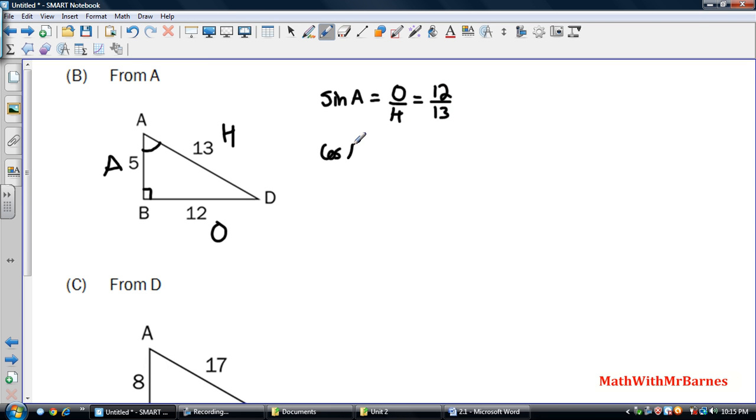Cos of A is equal to adjacent over hypotenuse, so adjacent being 5 over 13. And then tan of A is opposite over adjacent, so opposite being 12 over 5. And there it is, guys. So you guys do the same thing with the next one there and see if you can't figure that out.